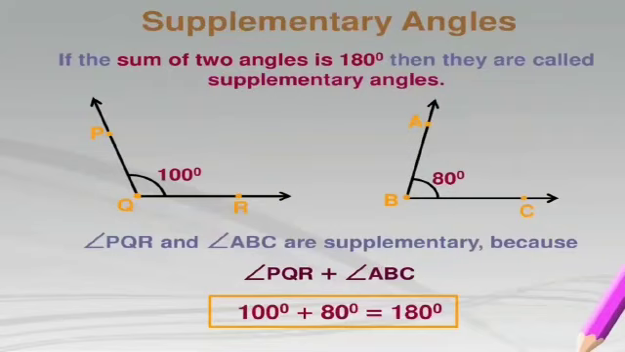In the same way as complementary angles, there are supplementary angles. Here the sum of two angles is 180 degrees, so they are called supplementary angles. Have a look at this figure. Angle PQR is 100 degrees and angle ABC is 80 degrees. Let's add these two. 100 plus 80 is 180. Those two angles whose sum is 180 are called supplementary angles. So here we can say angle PQR and angle ABC are supplementary angles.